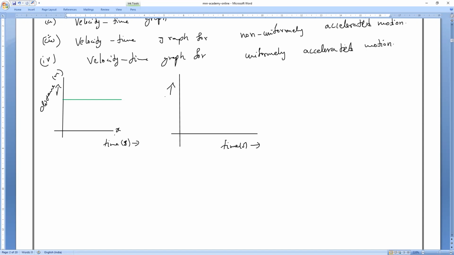Velocity time graph. Velocity time graph uniform motion means what is the acceleration? Zero. That you must know. Parallel to the first one.